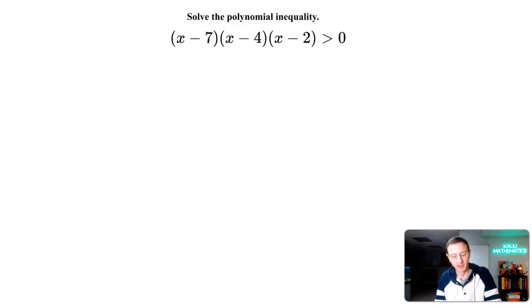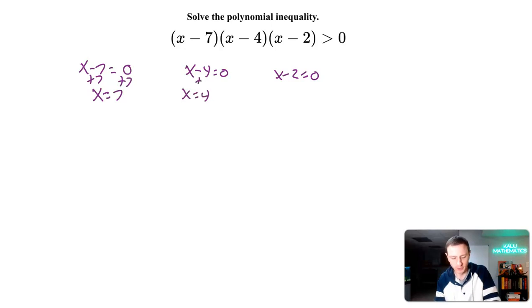a true statement. So the first thing you want to do is set each factor equal to 0. Now you could do this mentally, but we just want to know what's going to zero these out. So this is going to be x equal to 7, because if you add 7, x equals 7, x equal to 4, because you would add 4, and then x equal to 2, because you would add 2.